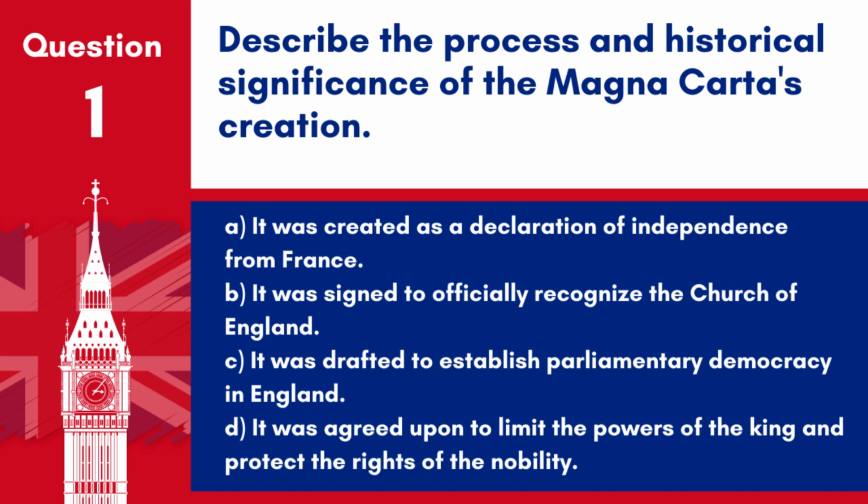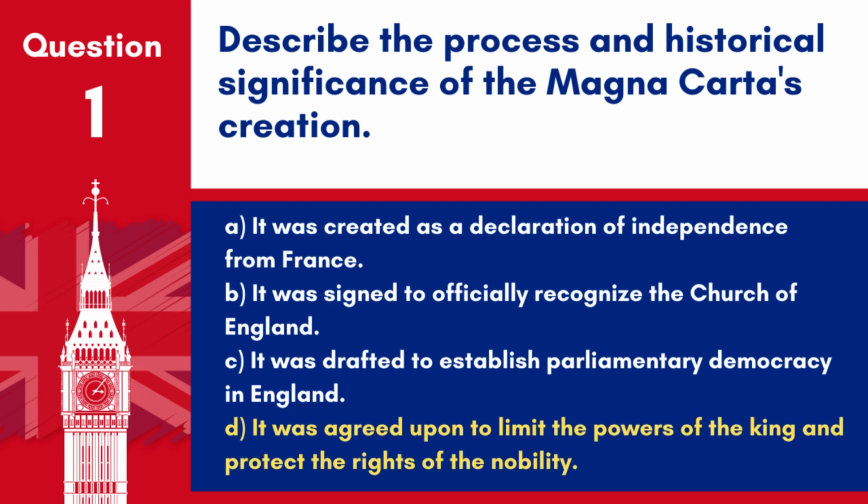Question 1. Describe the process and historical significance of the Magna Carta's creation. A. It was created as a declaration of independence from France. B. It was signed to officially recognize the Church of England. C. It was drafted to establish parliamentary democracy in England. D. It was agreed upon to limit the powers of the king and protect the rights of the nobility.